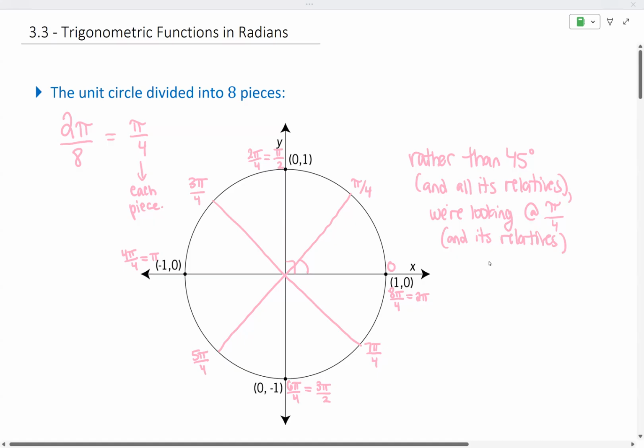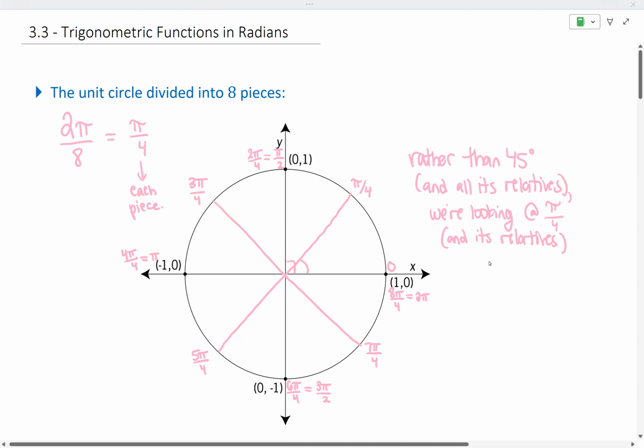Okay, today we are going to be talking about trig functions in radians. So we know how to evaluate trig functions when they're in degrees, but now we want to practice doing that when radians are involved. The first thing is we're going to talk about the most common radians.